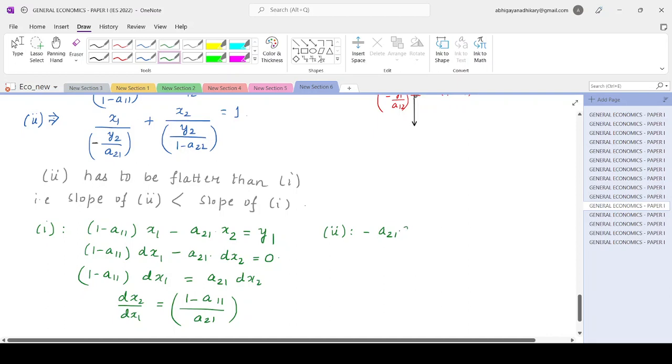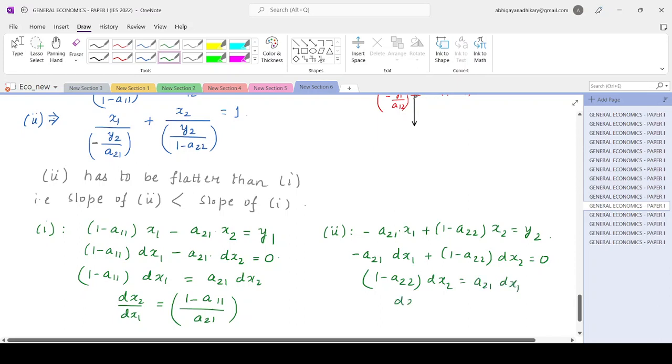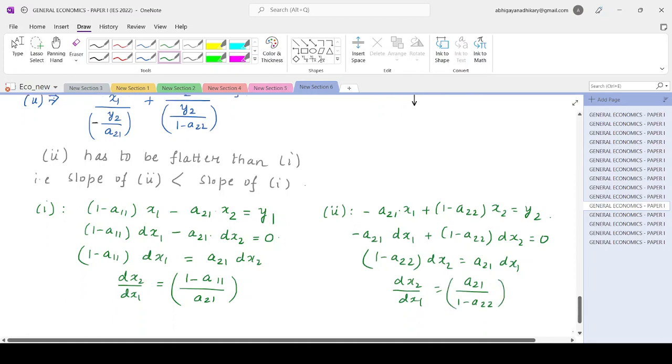And my equation 2 was minus a21 times x1 plus 1 minus a22 times x2 is equal to y2. Minus a21 times dx1 plus 1 minus a22 times dx2 is equal to 0. So 1 minus a22 times dx2 equals a21 times dx1. So dx2 by dx1 is equal to a21 by 1 minus a22. Right?